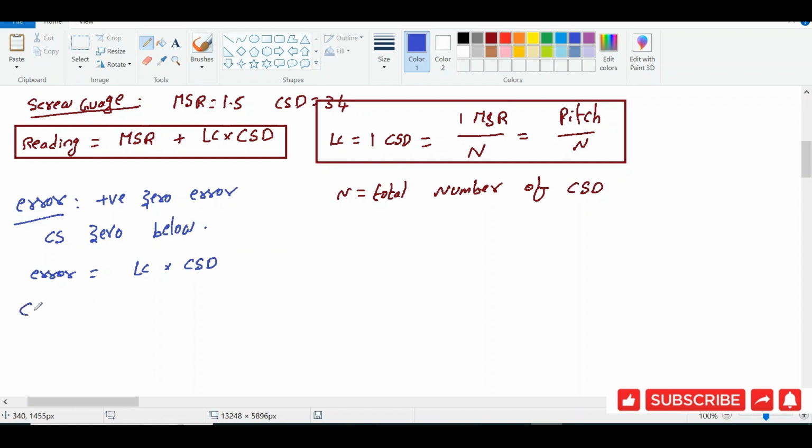Then what is the correct value? Correct reading is equal to reading minus positive error. So you will get the exact answer.